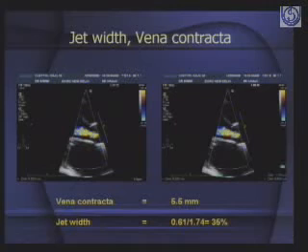Can you focus the screen here, please? You asked a very nice question with jet width and vena contracta. These are two different things. Vena contracta is here, at the place where the aortic regurgitation jet emanates from the aortic valve. If you take this width and the width of the left ventricular outflow tract and divide them, then you get the jet width, which is 35% of the left ventricular outflow tract. Vena contracta is a standalone investigation parameter.